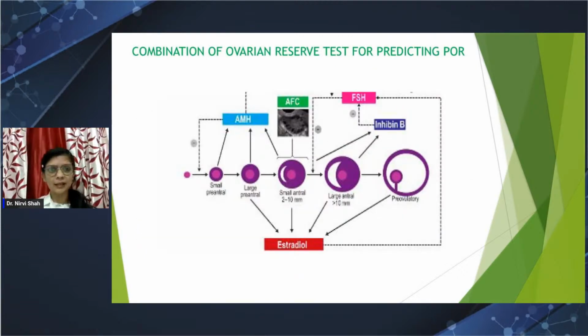The AMH is secreted by the preantral, large preantral and antral follicles, whereas the AFC is what we are looking at, the cohort in the current cycle, which is around 2 to 10 mm. Okay. And estradiol is obviously secreted by all of them. We have FSH, which is there with the small antral and large antral follicles.